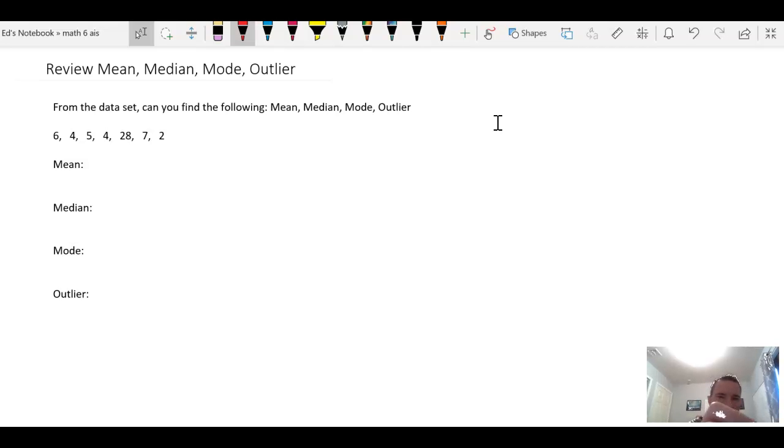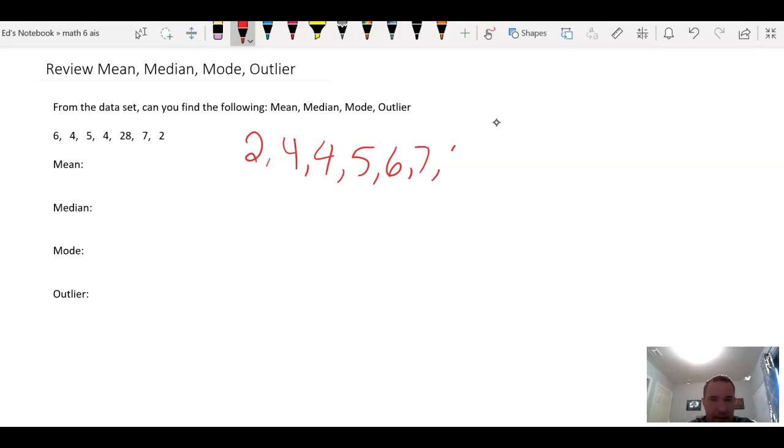So first, I like to put them in order. You don't have to put them in order, but I know I'm going to need that for the median anyway. So 2, 4, another 4, a 5, a 6, a 7, and a 28. And now you get to use a calculator. So when you use your calculator, please type it in carefully. Make sure you're entering the right number. But I'm going to kind of do it in my head.